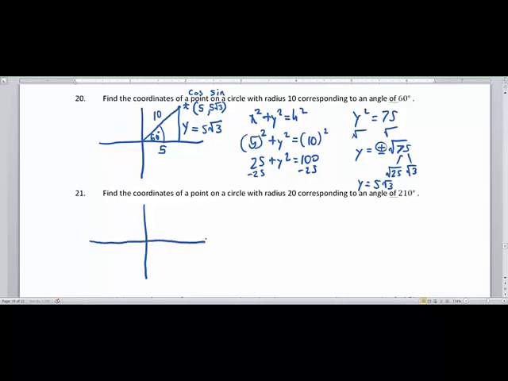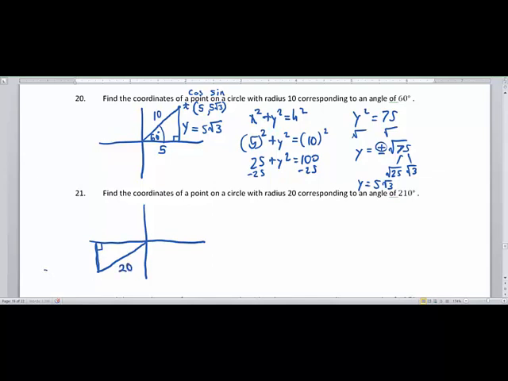So things just get a little bit trickier when we have an angle that's not in the first quadrant. We have to be a little bit more mindful of where things are, and 210 degrees is in the third quadrant. It's actually 30 degrees beyond the 180 degree angle, and that means I can make a reference angle, a nice right triangle. Should put my right angle in there. And this problem has a radius of 20.